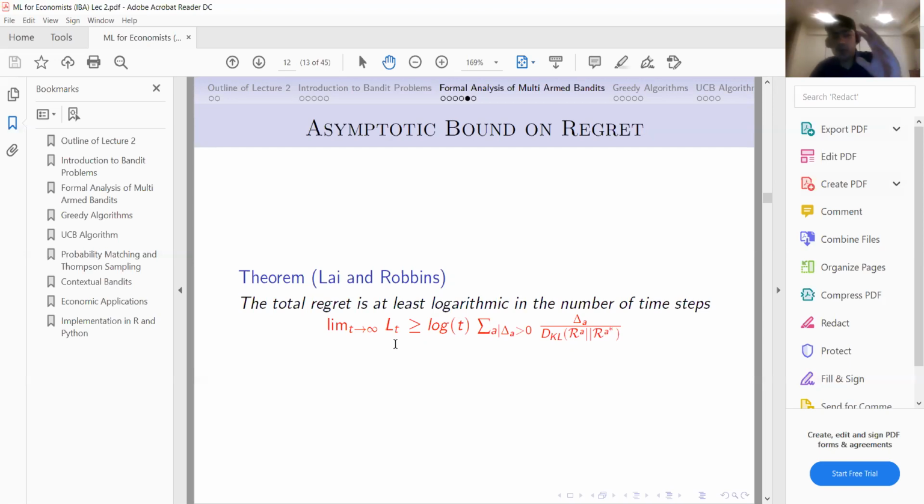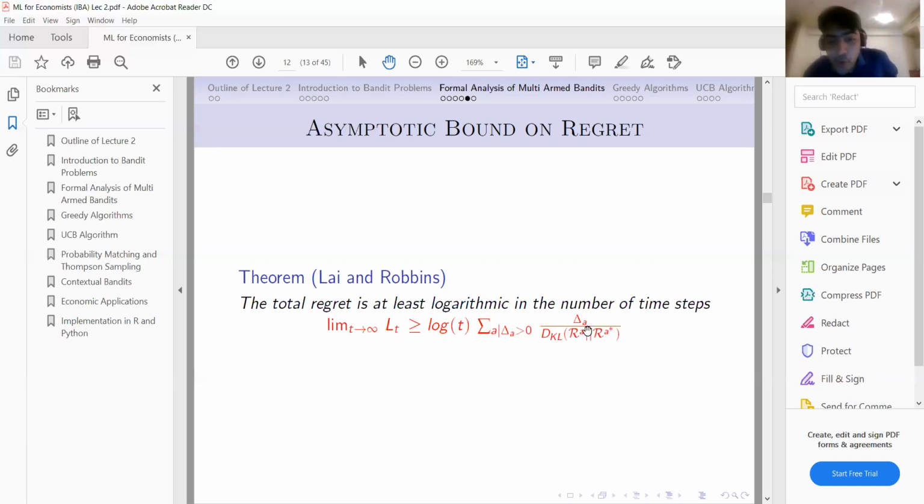The rate of increase of the total regret is such that it is at least logarithmic in the number of time steps. So T is the number of time steps that you've carried out so far, and so it's logarithmic in the time step. Then there is this other term which also shows up, which I'll come to. Delta A is, remember I said, the gaps. The summation is just conditional on a positive gap, because obviously if you have a zero gap, then you just have zero. That's not important.